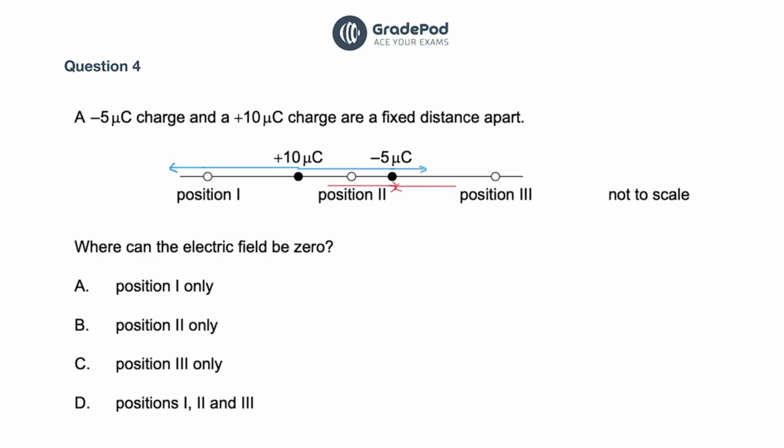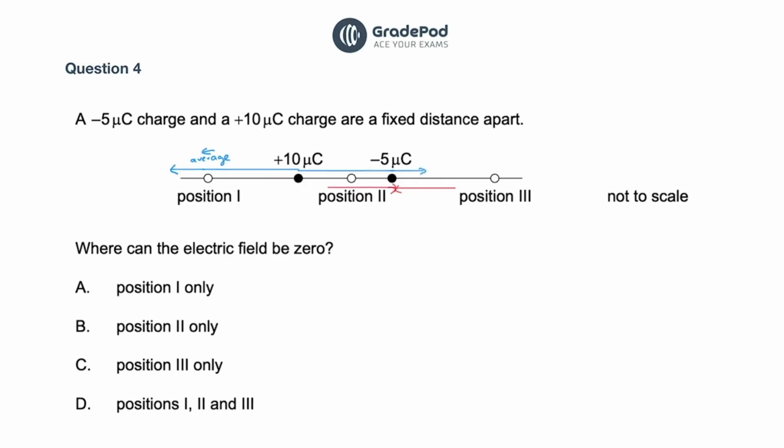Let's look at position 1. If we were to place a positive test charge there, it would feel an average force, let's just use the word average force, in that direction. And it would feel a very, very weak force in that direction, because we're still feeling the effects of this electric field strength. It's just very weak. Let's go to position 2.